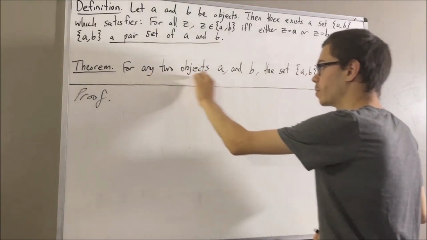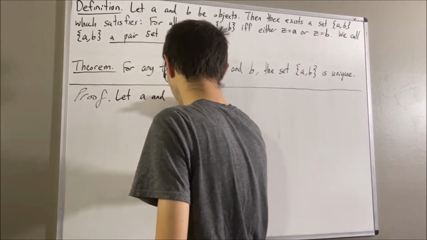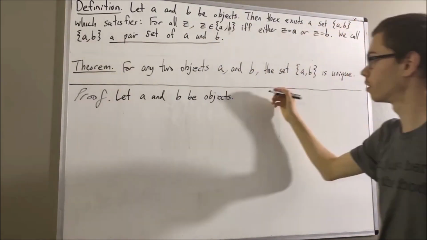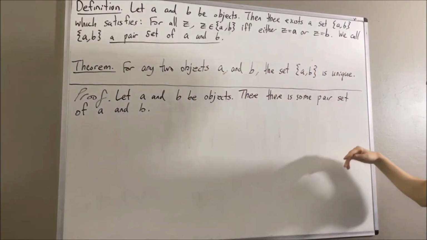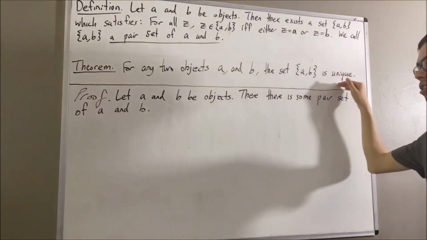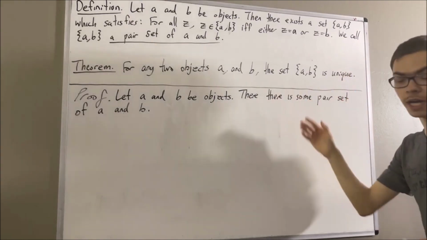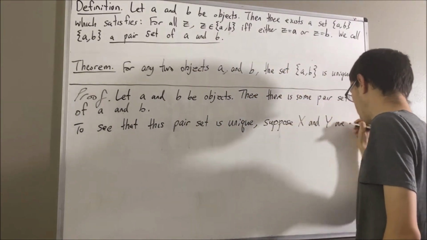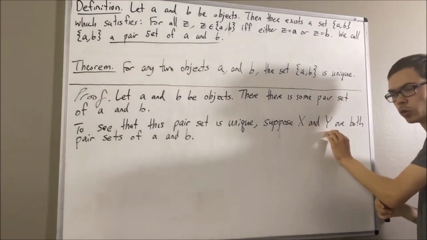Notice we're trying to prove a statement about any two objects. So give me any two objects. I'll call them A and B. Well, from our definition, we know that there exists a pair set of A and B. But our goal is to prove that this pair set is the only pair set of A and B. And to prove uniqueness, what we can do is suppose that A and B have two pair sets. I'll call them X and Y. And the whole goal to prove uniqueness is to prove that X is equal to Y.